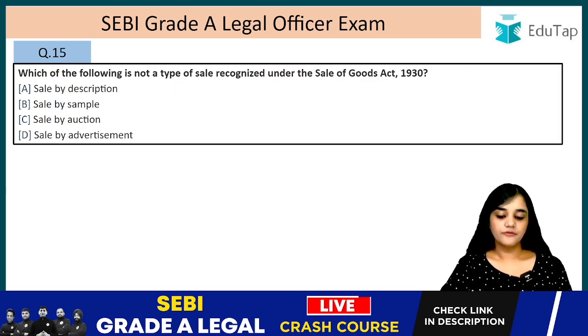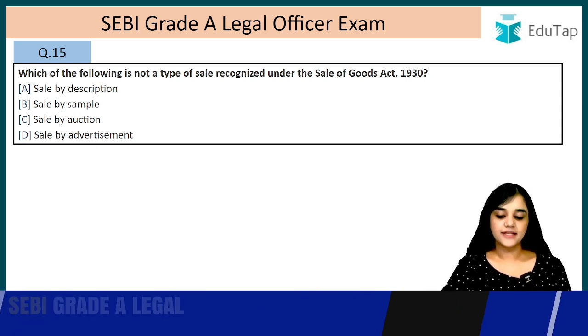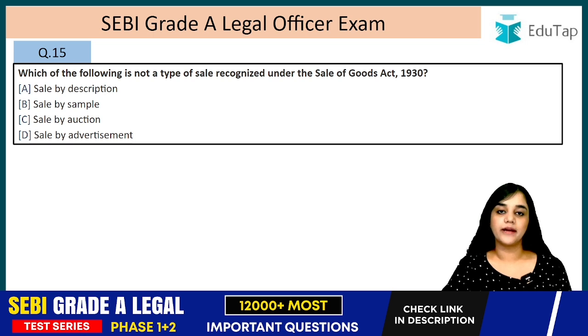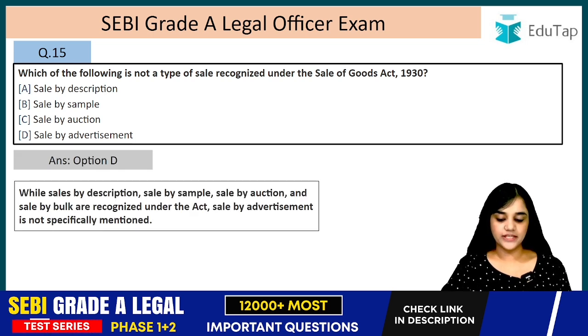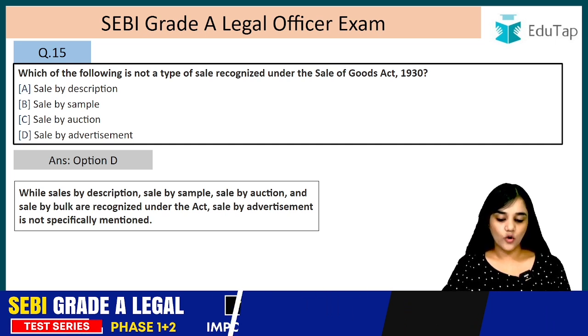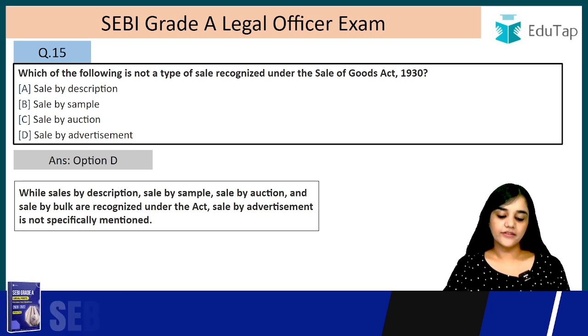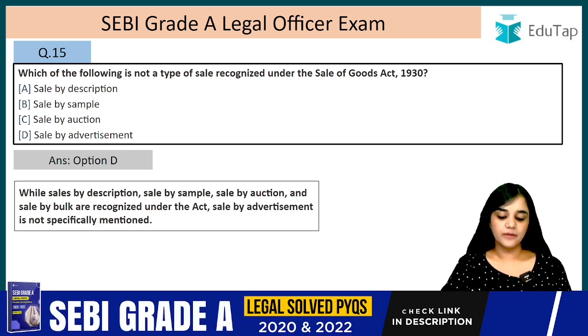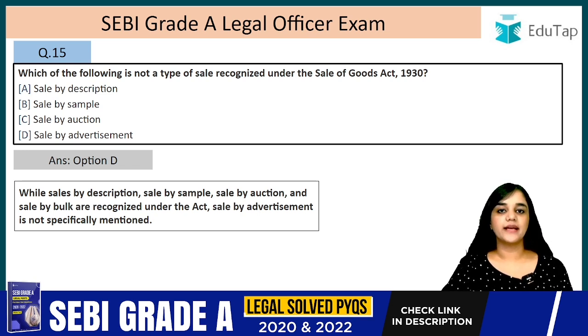Question number 15. Which of the following is not a type of sale recognized under the Sale of Goods Act? Sale by description, by sample, by auction or by advertisement? The answer is option D, sale by advertisement. So while sale by description, sale by sample, sale by auction and sale by bulk are recognized under the Act, sale by advertisement is not specifically mentioned, right? So sale by advertisement is not a part of the Sale of Goods Act.